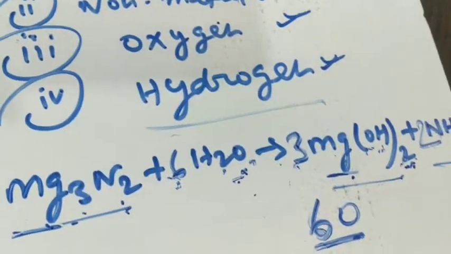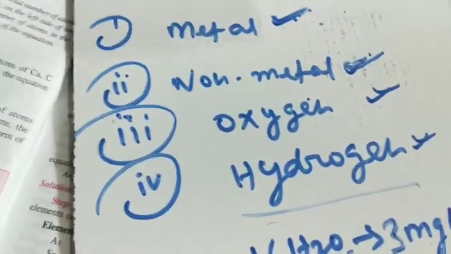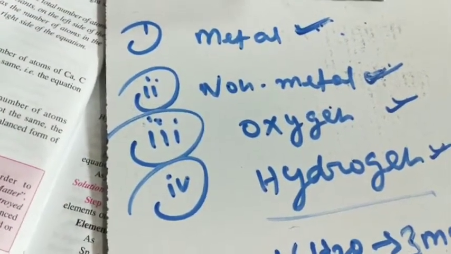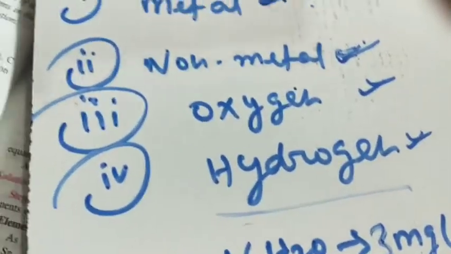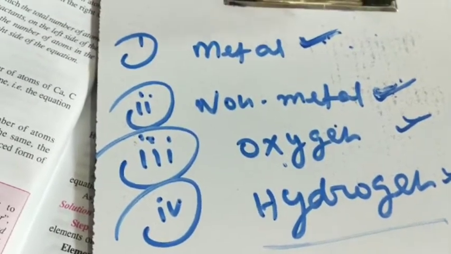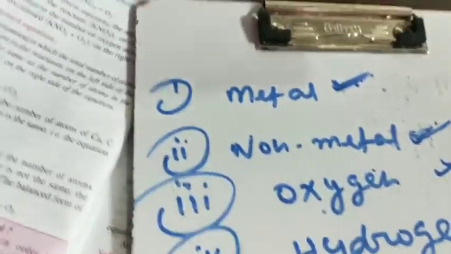Again I repeat it. Here the number of magnesium is 3, again the number of magnesium is 3. The number of non-metal, that is nitrogen, is 2 and 2. Now the third step is oxygen, 6 oxygen and 6 oxygen, and hydrogen 12 and 12 hydrogen, that is completely balanced. So according to the rule it is correct.